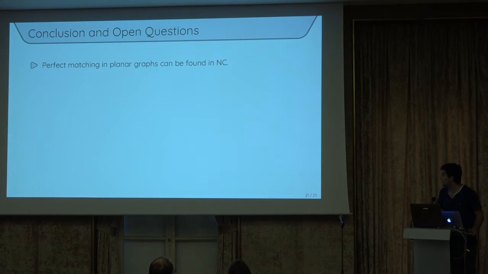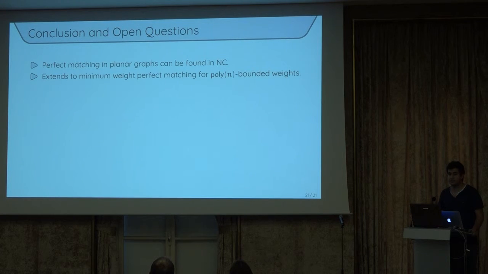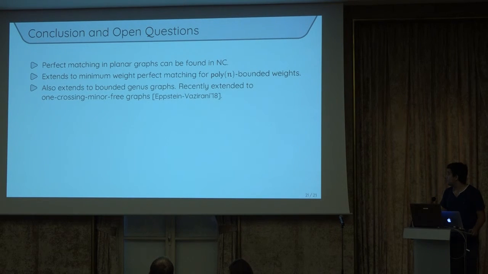So let me conclude. We showed that perfect matching in planar graphs can be found in NC. This actually extends to finding the minimum weight perfect matching as long as your weights are polynomially bounded and integral. This also extends to bounded genus graphs because counting can also be extended to bounded genus graphs. Recently there was a result by Epstein and Vazirani who showed that for a slightly more general class of one crossing minor free graphs, you can still find the perfect matching in NC.